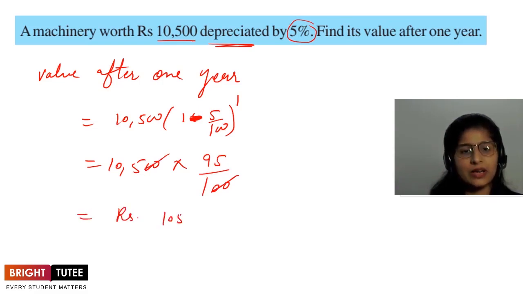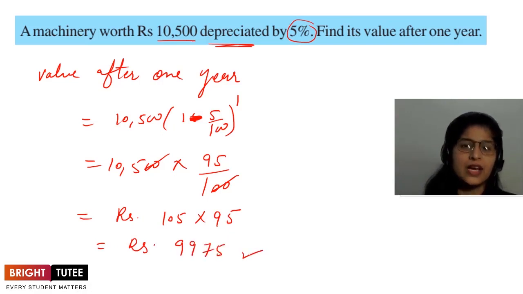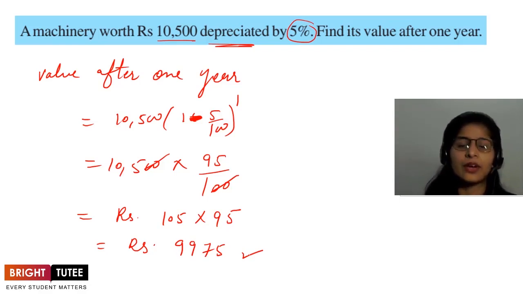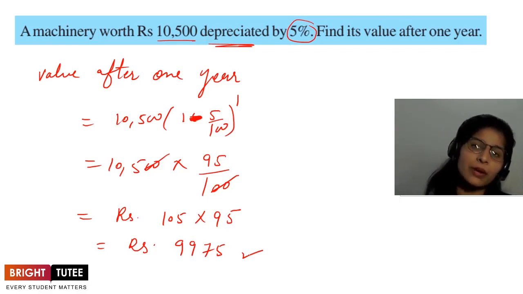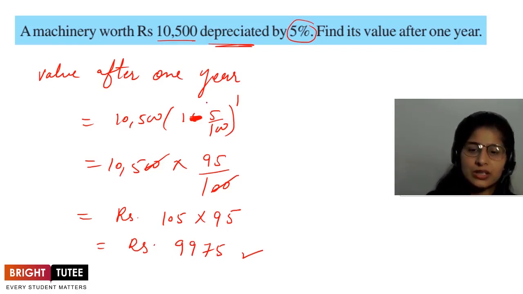We will get rupees 105 multiplied with 95. Let us multiply these to get the answer. So we will get rupees 9,975. This is the value after 1 year. So directly using the formula for amount in case of compound interest, we can find it. Clear? Now the next question.